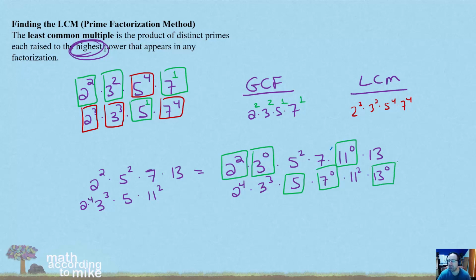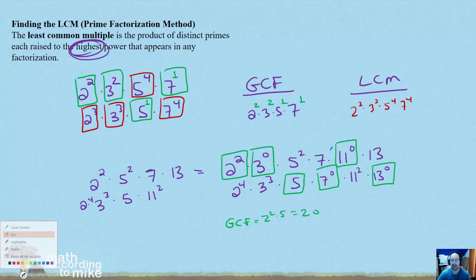Anything to the 0 is just 1. You don't have to write it. So the GCF is technically just 2 squared times 5. So 20, if I did that correctly.